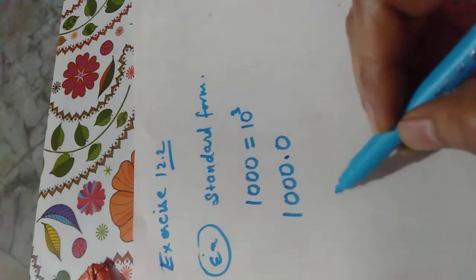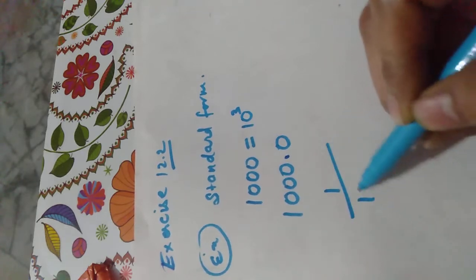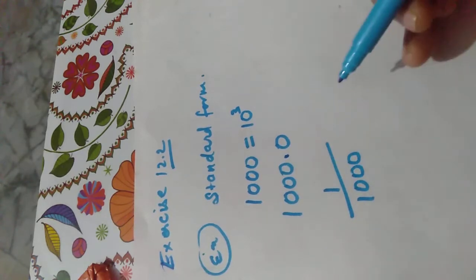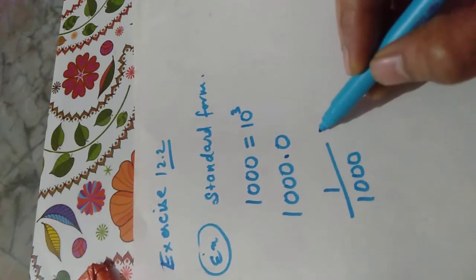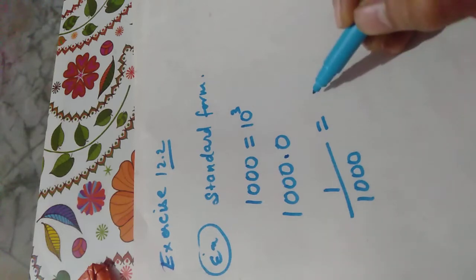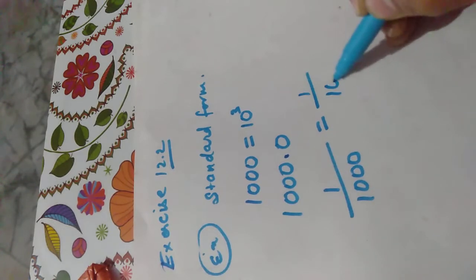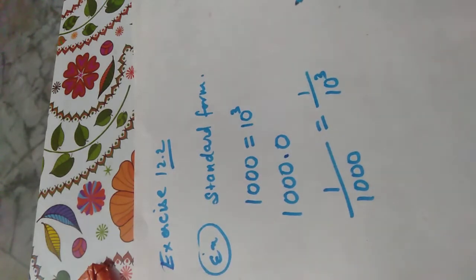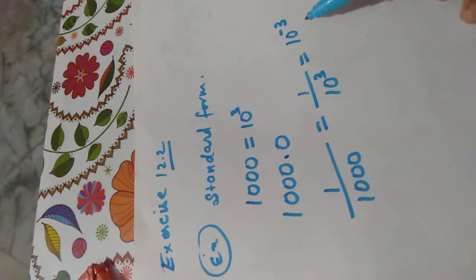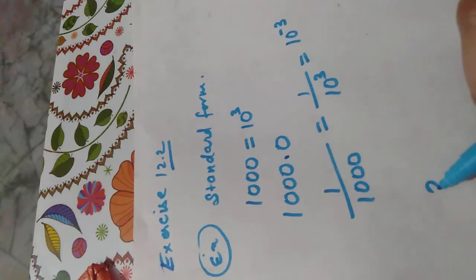Now again see this number 1 upon 1000. Now this 1 upon 1000, we are expressing this as 1 upon 10 to the power 3, which in turn is 10 to the power minus 3 by the laws of exponents. By the laws of exponent, this is 10 to the power minus 3.